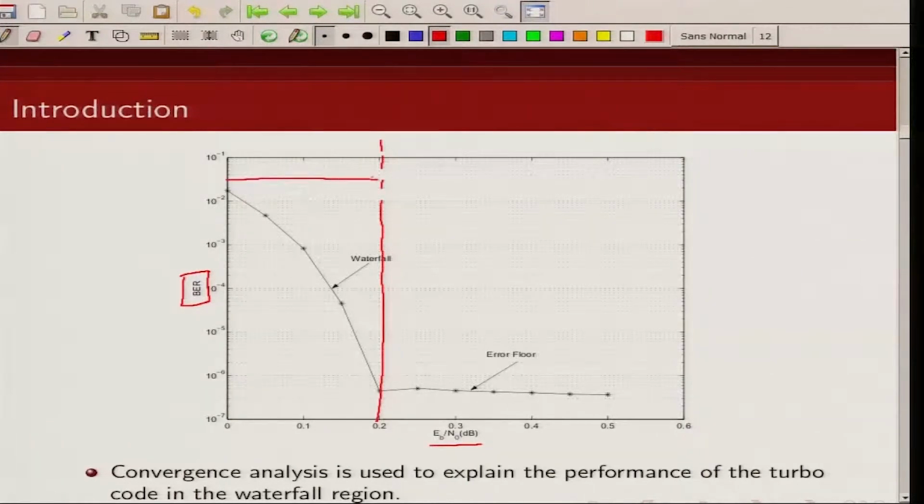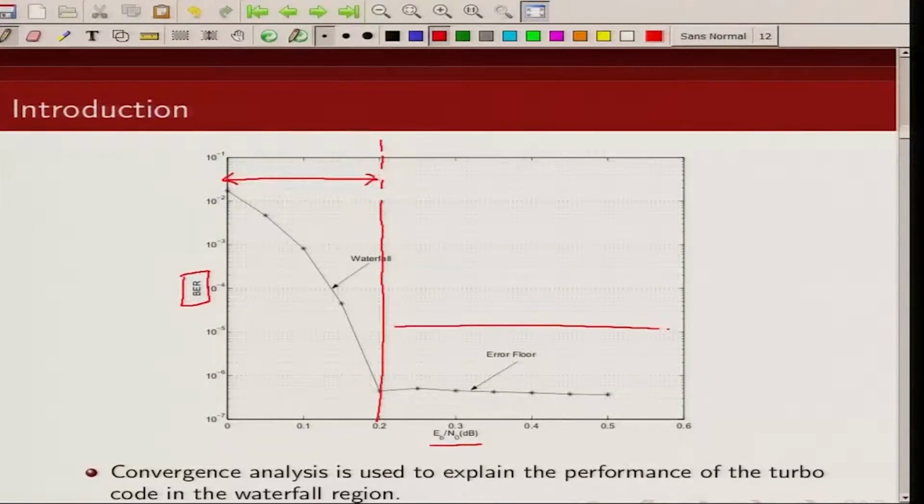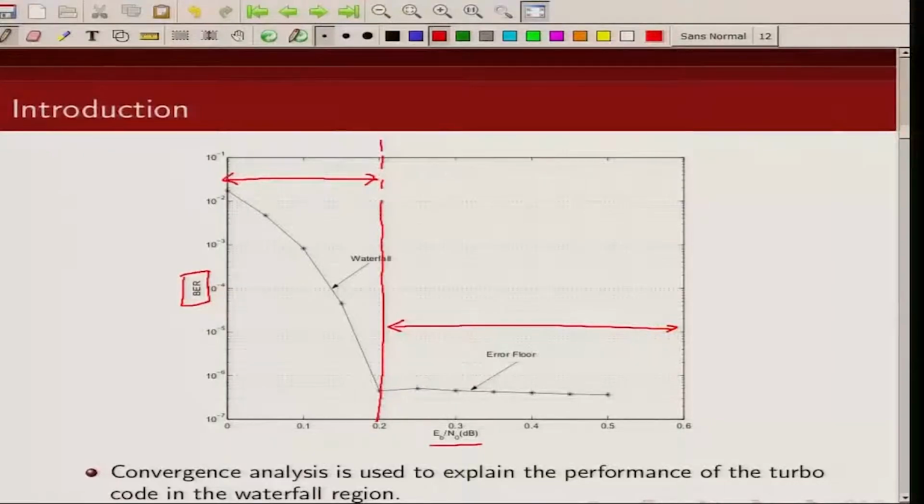So this region, which we are calling waterfall region, where there is a steep fall in bit error rate performance, and then there is a region we call it error flow region, where the BER does not improve much. So today's topic of discussion is this waterfall region. What determines the performance of turbo code in this region where it falls sharply, and how can we get some guidelines on how to choose constituent encoders so that we get a steep fall like this.